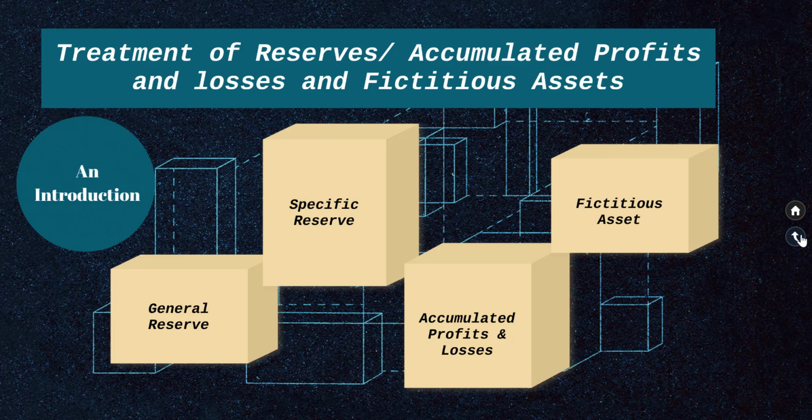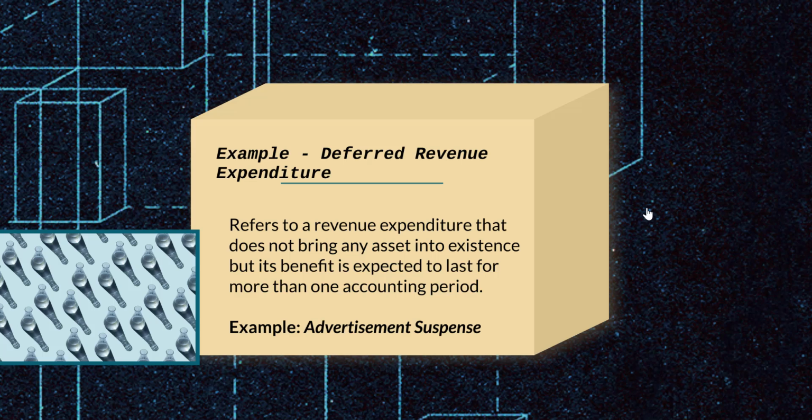And finally, let's understand what a fictitious asset is. Now the example of fictitious asset which you will often see in this chapter of partnership accounts is deferred revenue expenditure. Now this expenditure is a revenue expenditure. However, its benefit will last for more than one accounting period. This does not bring any asset into existence, but since it's a revenue expenditure whose benefit will last for more than one accounting period, the amount of the revenue expenditure which has not yet been charged to P&L account will appear as an asset in the balance sheet. It is not really an asset and that is why it's referred to as fictitious asset. So the example for fictitious asset which we will often see in partnership accounts is for deferred revenue expenditure or advertisement suspense.